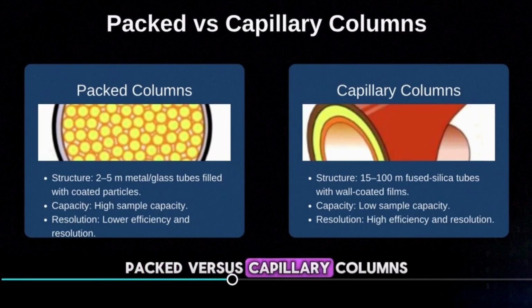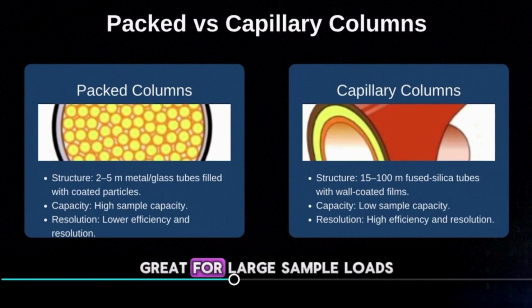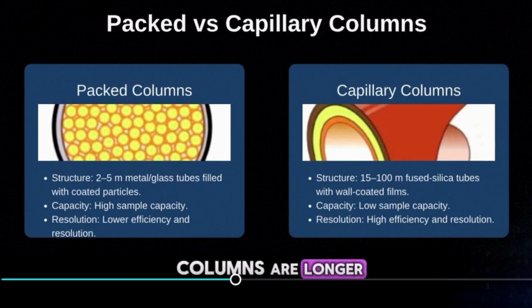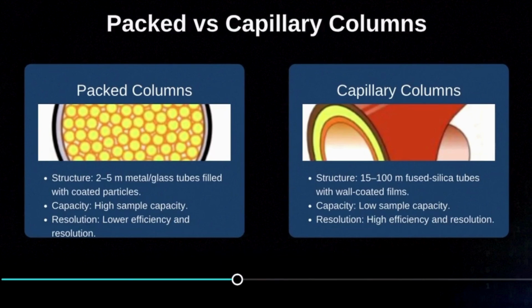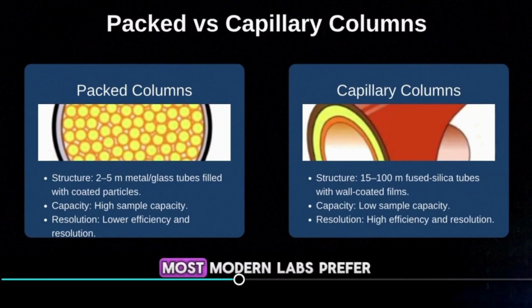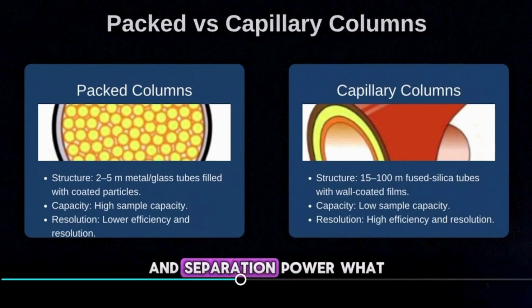Packed versus capillary columns. Packed columns are short and strong, great for large sample loads but less efficient. Capillary columns are longer, thinner, and offer sharper resolution with smaller samples. Your choice depends on the balance between capacity and precision. Most modern labs prefer capillary columns for their speed and separation power.